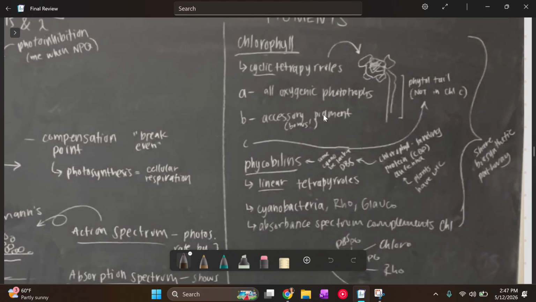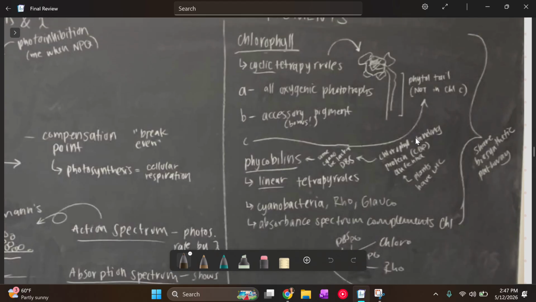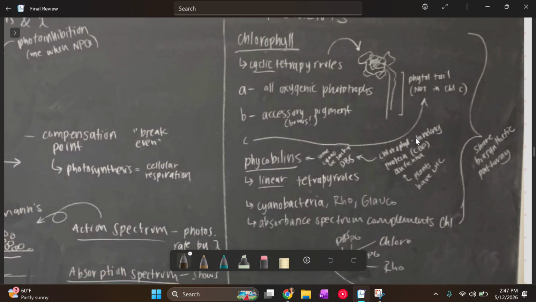Chlorophyll A is in all oxygenic phototrophs. Chlorophyll B is an accessory pigment, and we see it in all of our derivatives of chlorophytes. And chlorophyll C does not have a phytol tail. Don't think that's going to be a question. But since chlorophyll and phycobilins are both tetrapyrroles, they share a biosynthetic pathway. That's pretty cool.